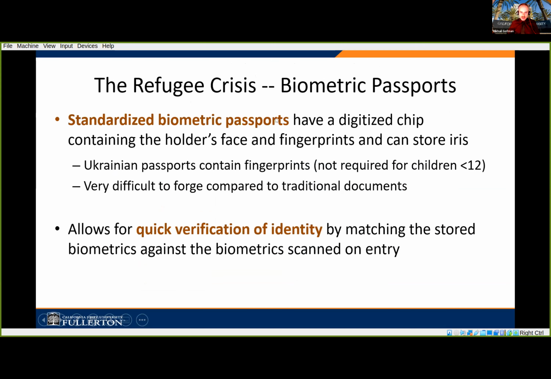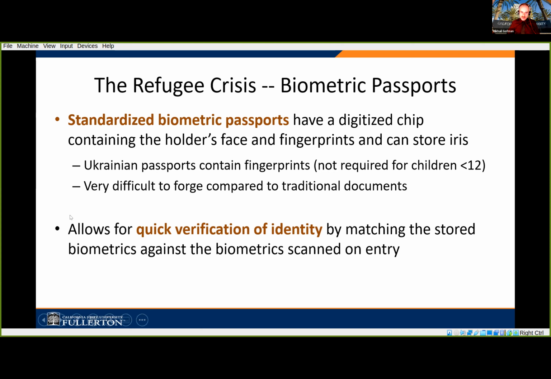So what exactly is a biometric passport? A biometric passport is a passport that has an embedded chip that contains the passport holder's biometric information, which includes face, fingerprints, and can also store iris. As of now, Ukrainian passports store biometrics. The Ukrainian government doesn't require children below the age of 12 to have their biometrics included in the passport. And one of the benefits of such passports in terms of security is that they're very difficult to forge.